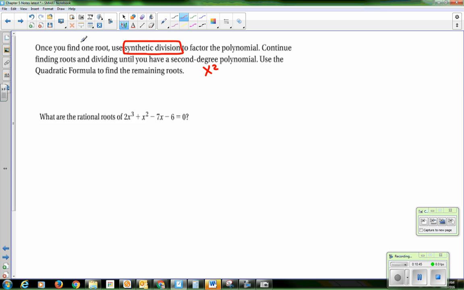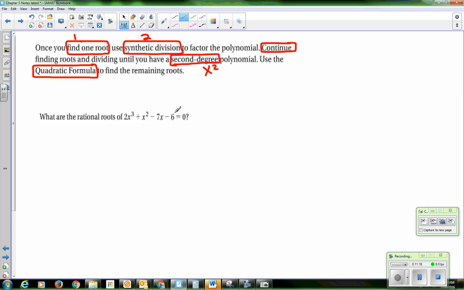So we are going to find one root. So step 1. Step 2 is use synthetic division to factor the polynomial. And then we are going to continue that process until we have a second degree. And then we're going to use quadratic formula to find the remaining roots. So let's apply that here.